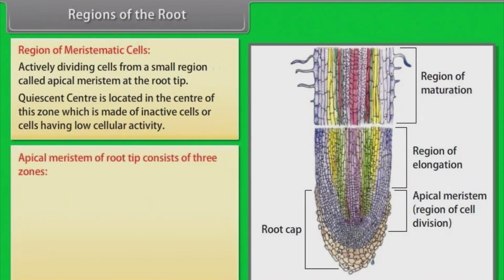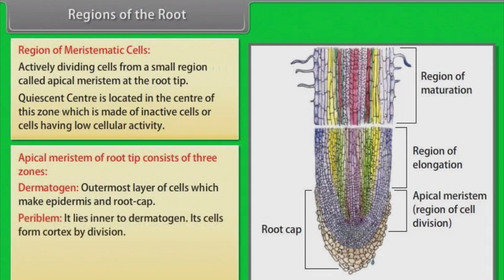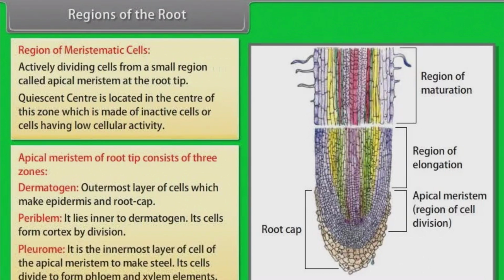Apical meristem of root tip consists of three zones: dermatogen, the outermost layer of cells, which makes epidermis and root cap. Periblem, it lies inner to dermatogen. Its cells form cortex by division. Plerome. It is the innermost layer of cells of the apical meristem, which makes the stele. Its cells divide to form phloem and xylem elements.